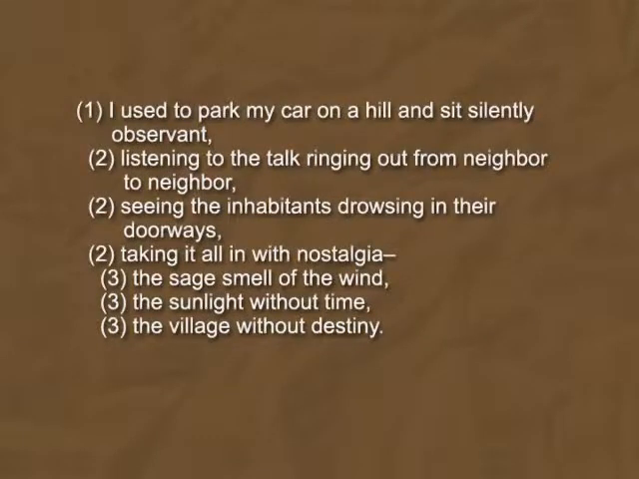"I used to park my car on a hill and sit silently observant, listening to the talk ringing out from neighbor to neighbor, seeing the inhabitants drowsing in their doorways, taking it all in with nostalgia. The sage smell of the wind, the sunlight without time, the village without destiny."